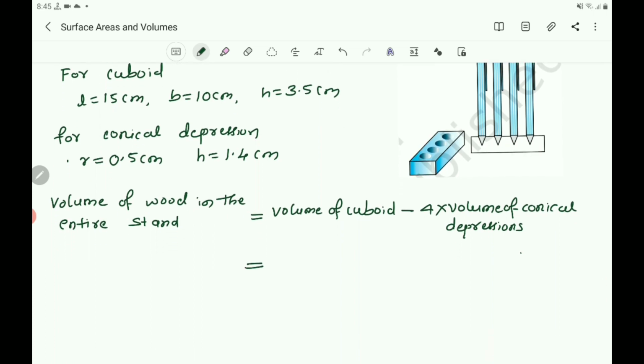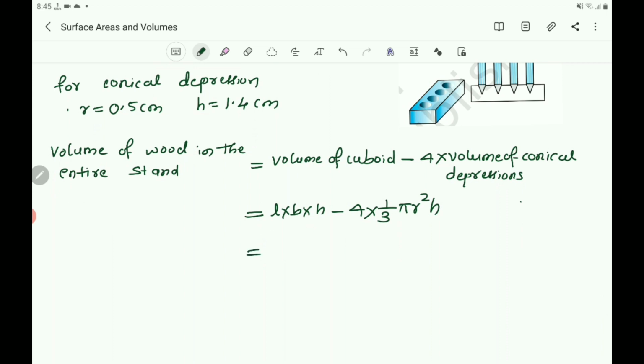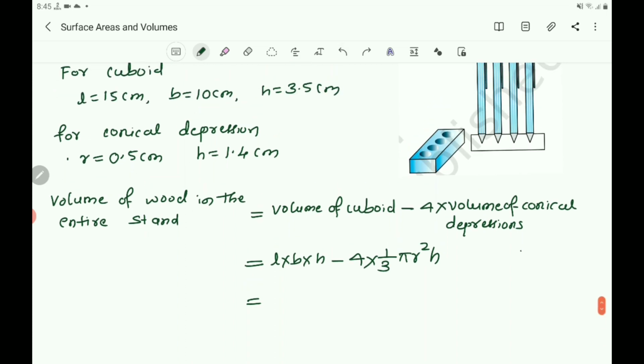Then what is the formula to find the volume of the cuboid? That is L into B into H, minus 4 into volume of the conical depression. What is the formula to find the volume of the cone? That is 1 by 3 pi r square H. Then this H is different from this H, so you can't remove any common here. Then you substitute the values. That is 15 centimeter into 10 centimeter into 3.5 minus 4 into 1 by 3 into 22 by 7 into R is 0.5, H is 1.4 centimeter.